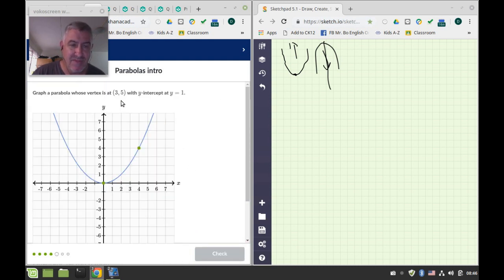Okay, we want the vertex, and we have a y-intercept, which we don't normally talk about, but it's okay. So the vertex is at (3, 5). 3 is our x value, 5 is our y value there, so that's (3, 5). And our y-intercept is at 1, so y-intercept means it crosses the y-axis at 1. There we go.